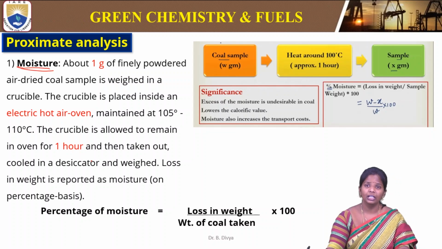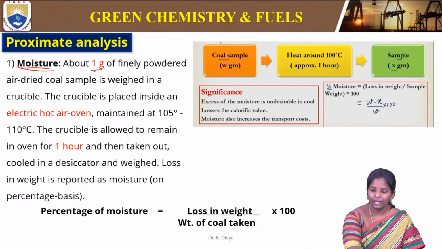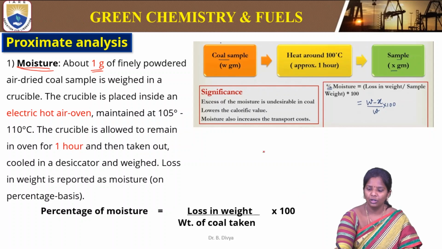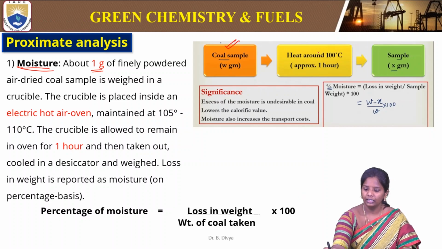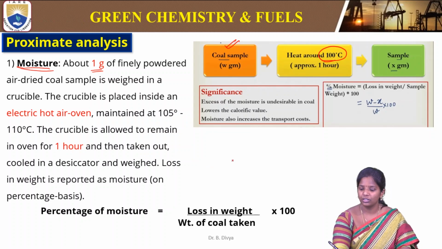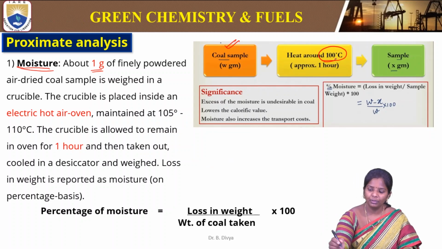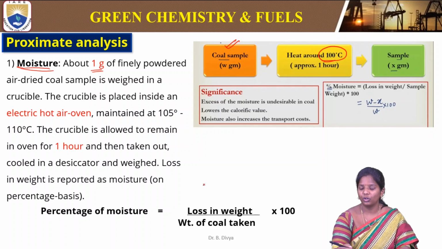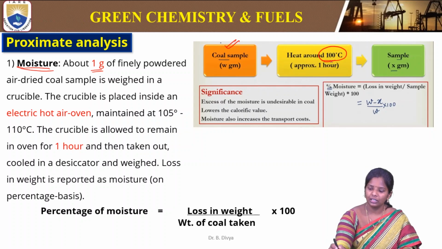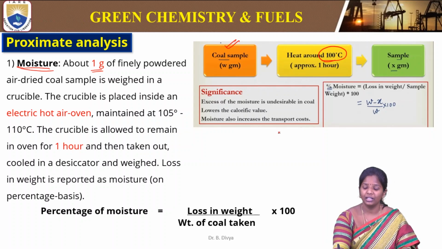So how do we examine the moisture content in the coal? We take 1 gram of coal sample. Generally a coal sample is taken and heated at around 100 degrees centigrade. Why? Because the boiling temperature of water is 100. Whatever water is present in the form of moisture will be removed at this temperature. It is heated at 100 degrees centigrade for approximately 1 hour and the sample is weighed.